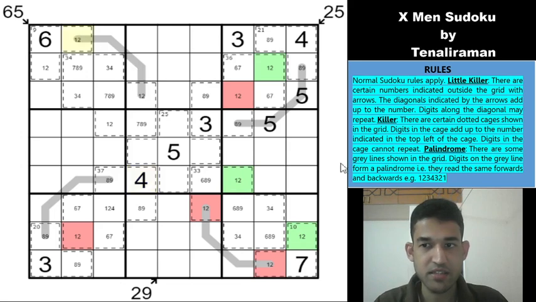And that means that this cell would have to be a green, which means that this would have to be a green. Okay, and this would have to be a red, because both of these are different. It's inside the killer cage. Digits do not repeat inside killer cages.